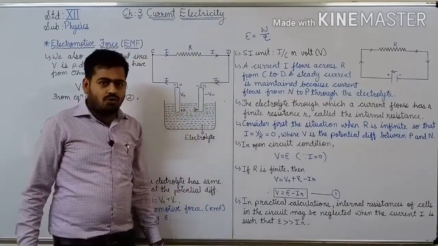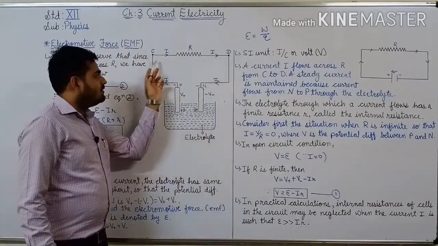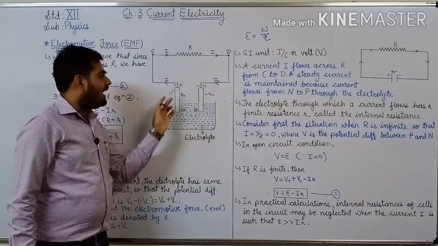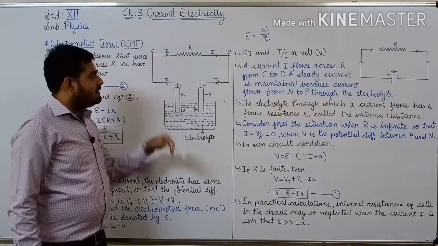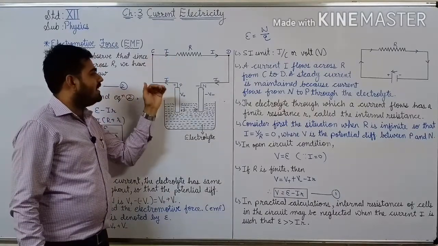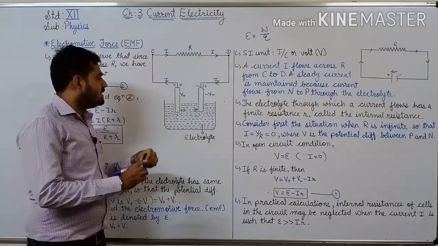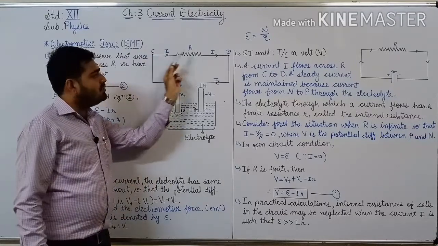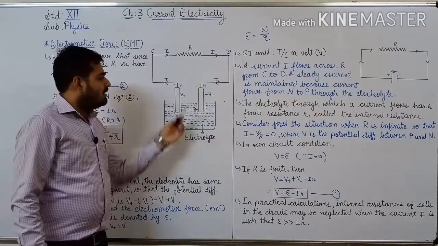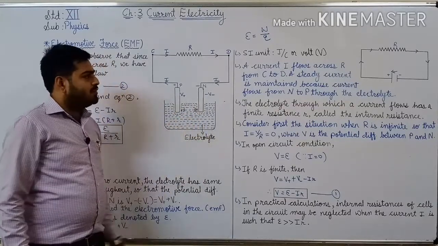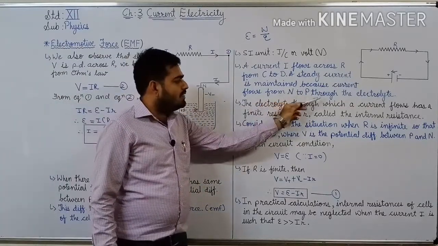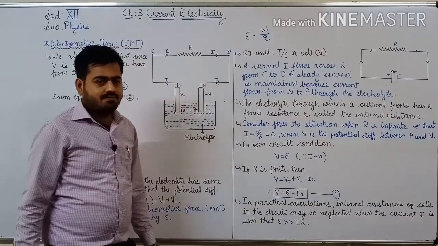Whenever there is a closed loop, current will flow in this manner: higher potential to lower potential outside the battery. Whatever you have connected outside, a resistor or a wire, how will current flow in it? Higher potential to lower potential. But inside the battery, current flows from negative terminal to positive terminal, N to P, through the electrolyte.